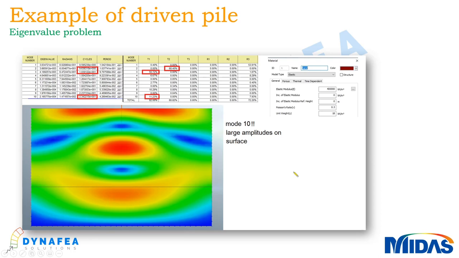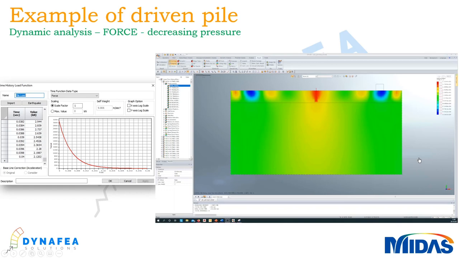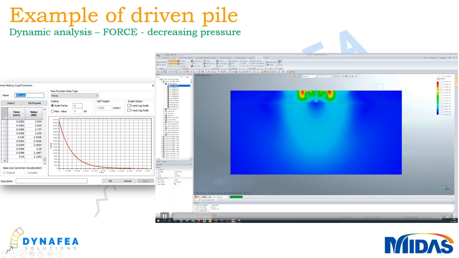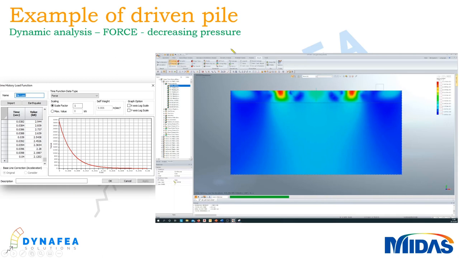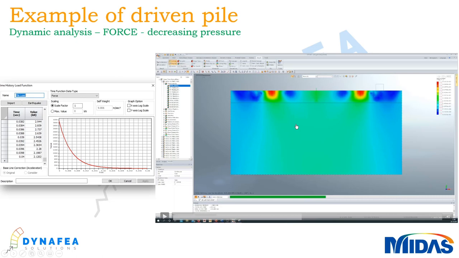And now we can go further, and we would like to check if our geometry, the boundary condition, the constitutive model is correct. So at first, before I analyze the dynamic loading taken from the in-situ measurements, I'd like to check the correctness applying quite an easy dynamic loading, like this one. This is the decreasing pressure, we can say. Of course, it is applied on the pile, and let's see what's going on then.